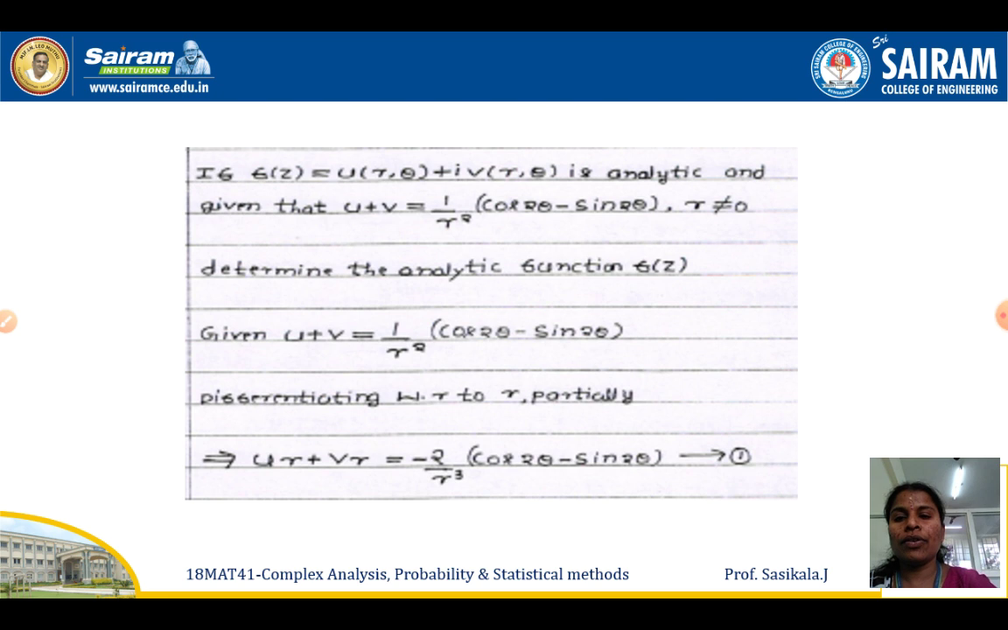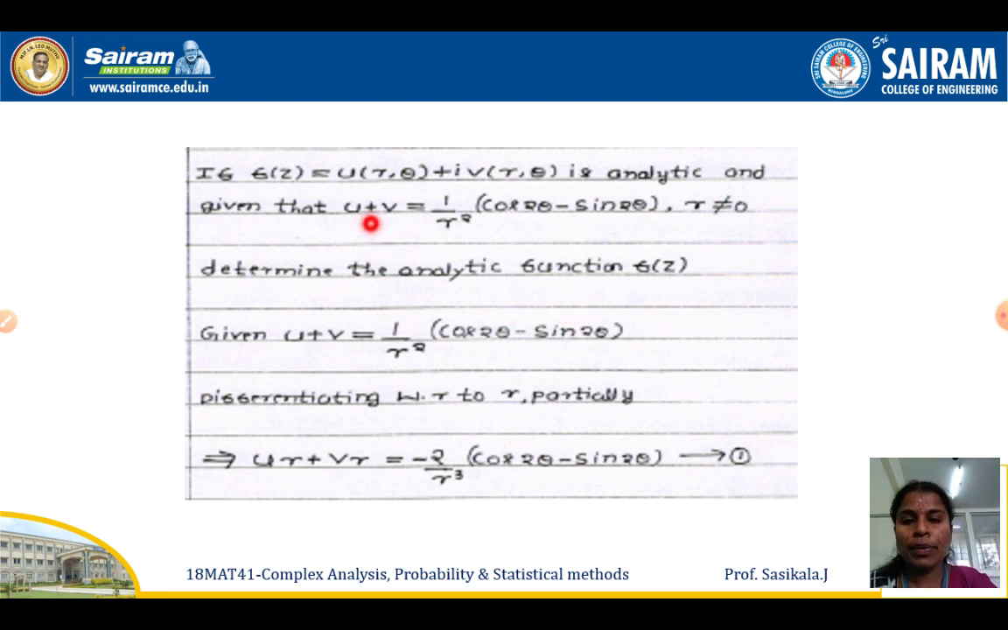So one more question. If f(z) = u(r, θ) + i v(r, θ) is analytic, and given that u + v = (1/r²)(cos 2θ − sin 2θ), where r is not equal to 0, determine the analytic function f(z). So what is the question?